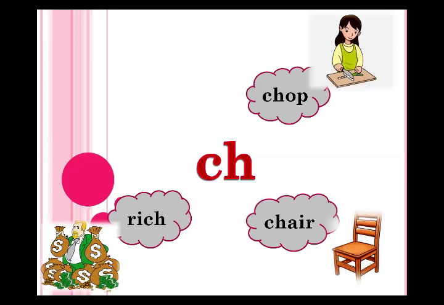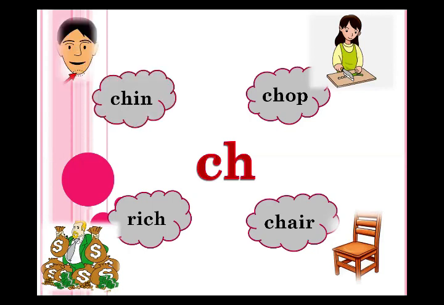Another example is given for you. Look here, here is a man, and the arrow shows a part of the face. Which part is it? Can you tell? Yes, it is a chin. Can you tell me the starting sound of chin? Yes, it is cha. C-H-I-N, chin. Cha for chop, cha for chin, cha for rich, cha for chair.